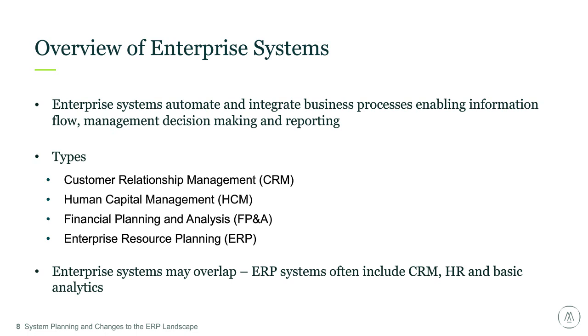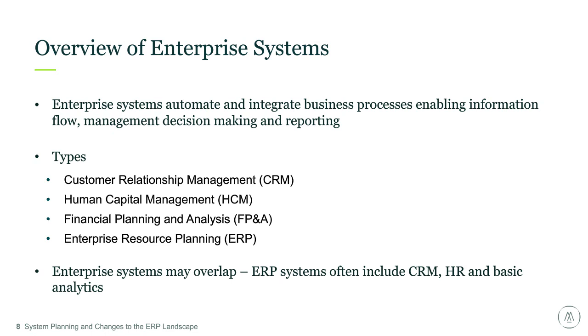And I've identified here 4 of the types of enterprise systems that we often see. One is Customer Relationship Management Solutions, abbreviated as CRM. Human Capital Management, HCM. Financial Planning and Analysis, FP&A. And Enterprise Resource Planning, ERP.